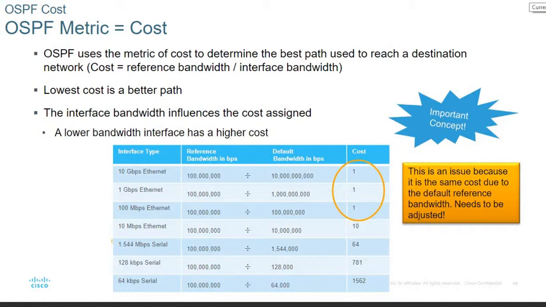Serial, 100 million, cost 1,544,064. 128 kbps serial, 100 million, cost 128,781. 64 kbps serial, 100 million, cost 64,015. This is an issue because it is the same cost due to the default reference bandwidth. Needs to be adjusted.